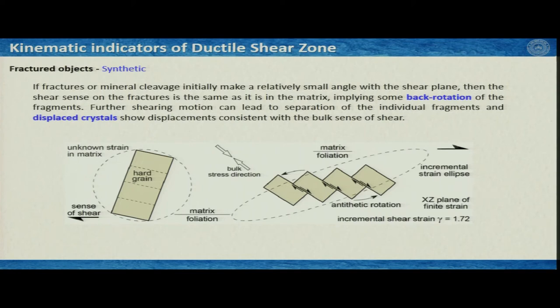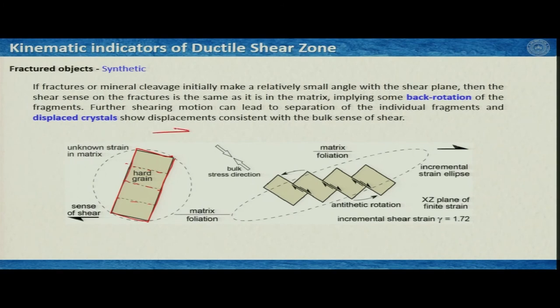Further shearing motion can lead to the separation of these individual fragments, and displaced crystals show displacement consistent with the bulk sense of the shear. So again, you can imagine this is a mineral grain, this one, which is harder, and these are the crystallographic planes or some fracture planes. You can imagine this is a feldspar.